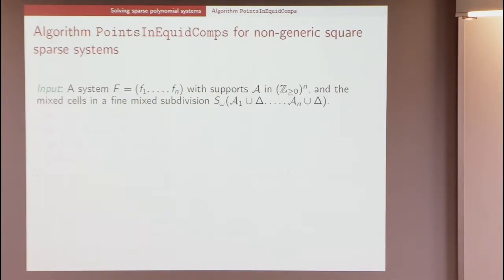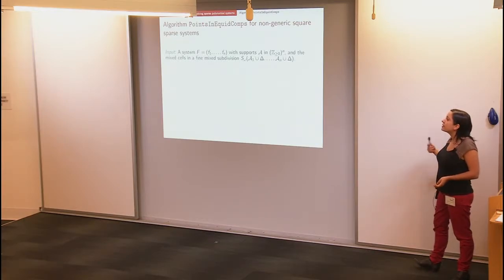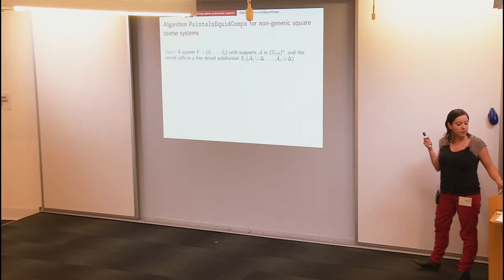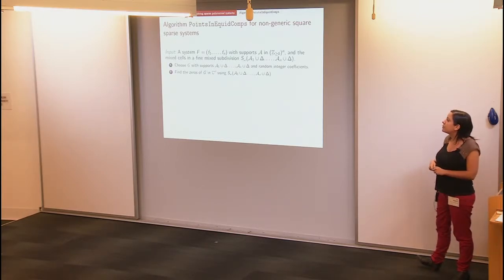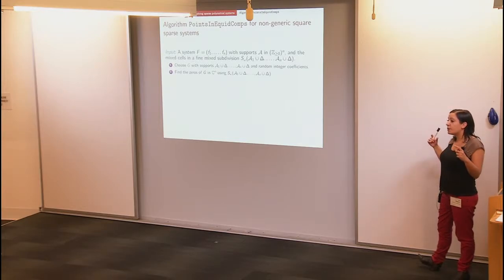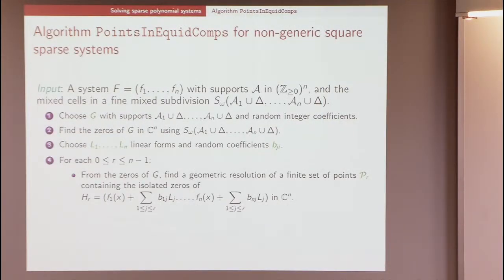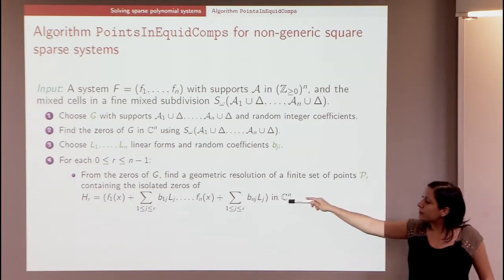So using that, having a system in sparse representation with fixed supports and the mixed cells in a fine mixed subdivision of the extended supports now, not only the supports, at first we find the geometric resolution of the zeros of a generic system with these extended supports. Then we choose generic linear forms and use them to construct these systems here.